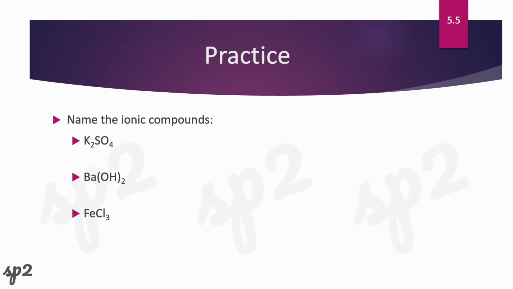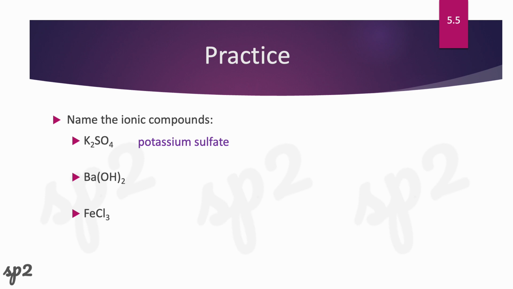So that brings us to the practice. We're going to be looking at the names for these three ionic compounds. So starting with the first one, I see that I have K, which is potassium, and potassium is in the first group of the periodic table. That means the charge must always be +1. I don't have more than one option for that, so I do not need to specify it. So I'm just going to say potassium. And then the second part is SO4, right? And that is my polyatomic anion, which is sulfate. So I'm going to say potassium sulfate.